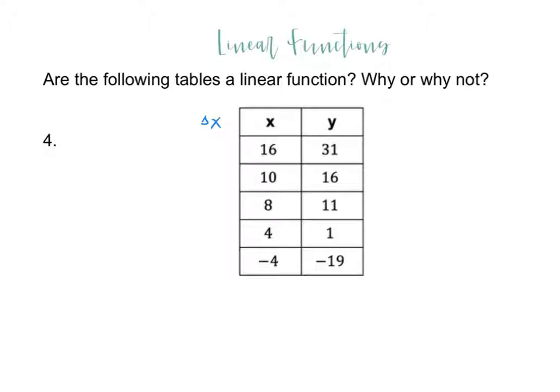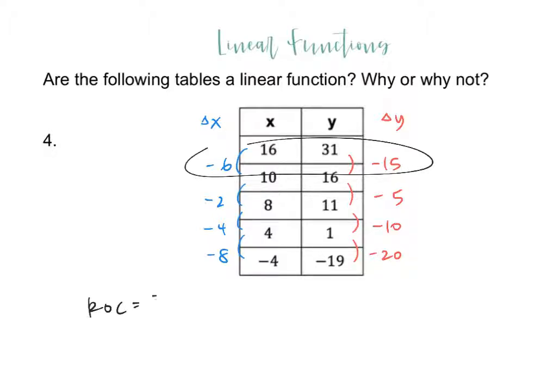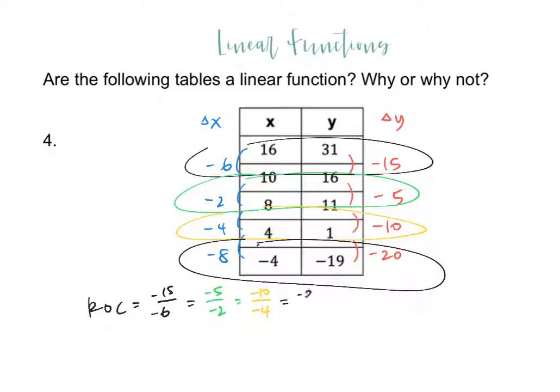So I'm going to do the same thing here, finding change of x: -6, -2, -4, -8. Change in y, I get -15, -5, -10, -20. So I need to know if this rate of change is constant. So I've got the change in y over change in x, -15 over -6. I've got the second and third pair of points. It's -5 over -2. I get the next one to be -10 over -4. I get -20 over -8. I need to figure out, is this rate of change constant?